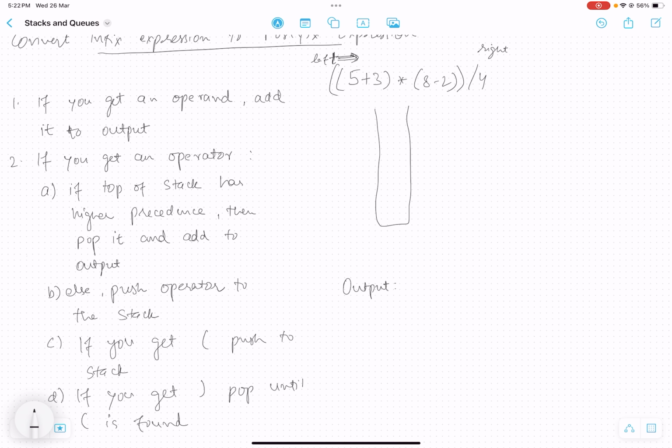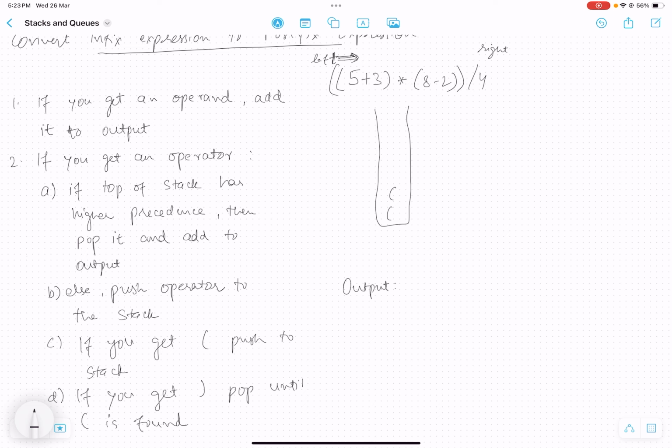So we are starting from left. We got an opening parenthesis. So what we will do is see point number 3: push into the stack. Again, we got an opening parenthesis. Push into the stack.